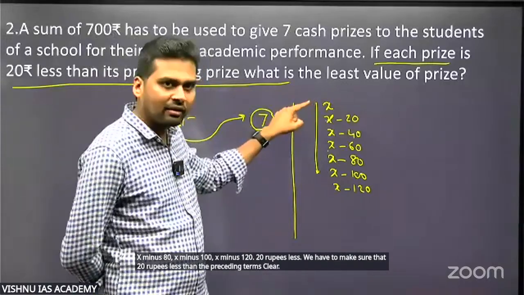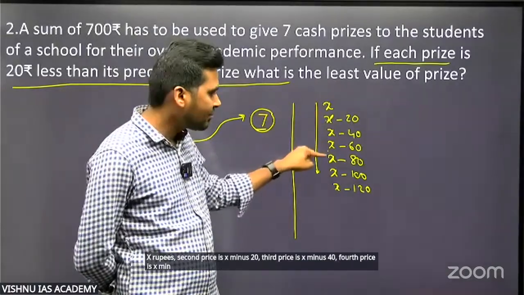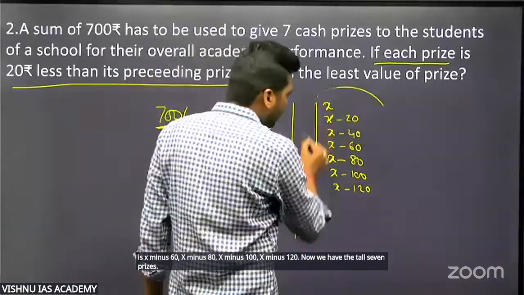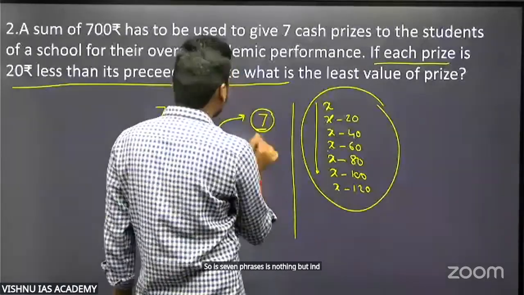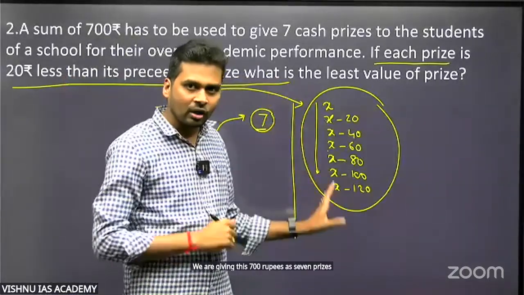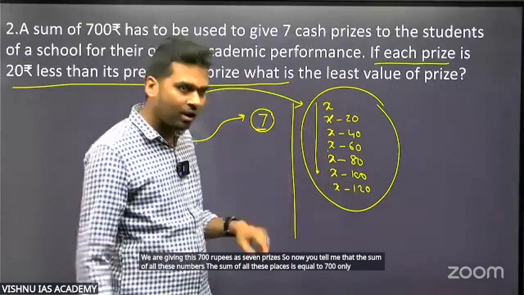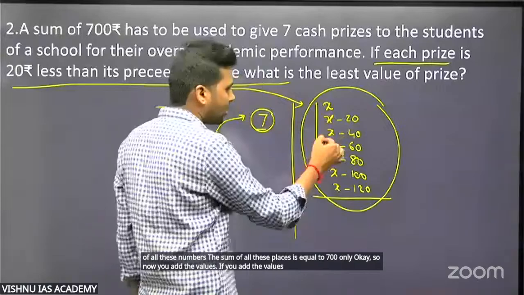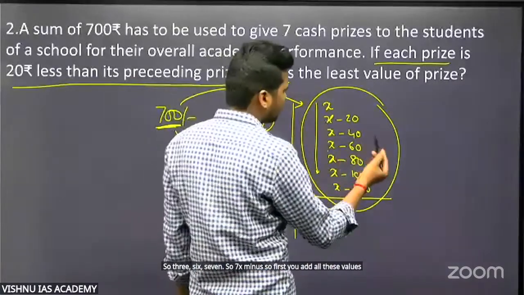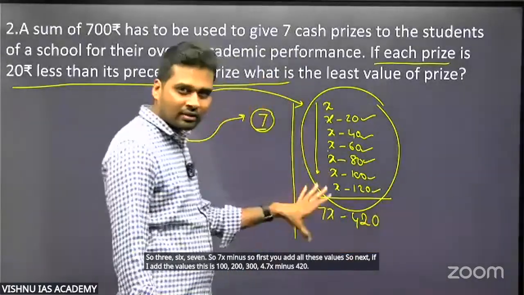Clear? So the first prize is x rupees, second is x minus 20, third is x minus 40, fourth is x minus 60, then x minus 80, x minus 100, x minus 120. Now we have all 7 prizes. We are giving this 700 rupees as 7 prizes. So the sum of all these prizes is equal to 700 only. Now add the values. We get 7x minus 420. If I add all the values, I'll get 7x minus 420.